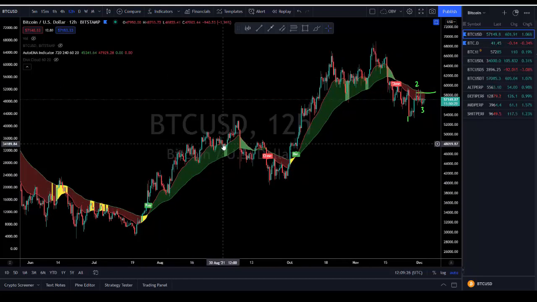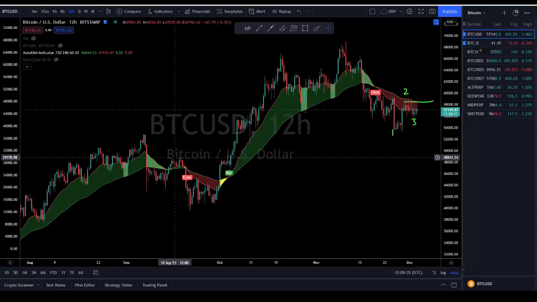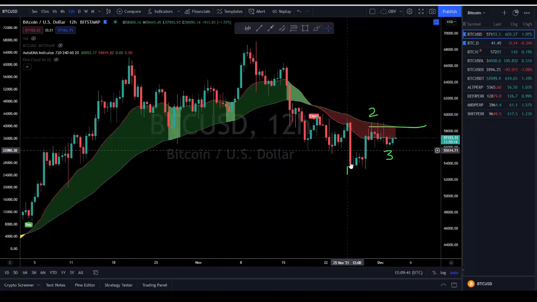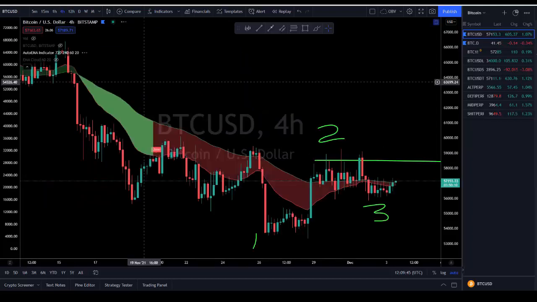It exits half the trade on the 4-hour EMA cross, goes back in when the 4-hour EMA cross is positive, and then it'll exit the whole trade when the 12-hour EMA cross is negative. So we're out according to our bot right now, and we're watching for this potential 1, 2, 3 to perhaps set us up and start us in there.